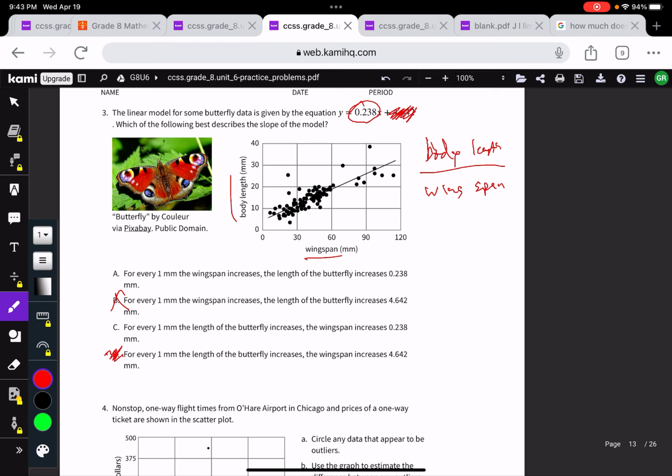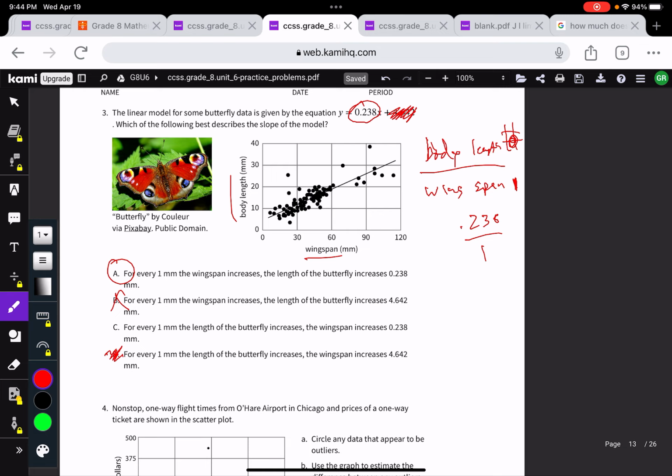The wingspan is going to be the 1. Whenever you do something divided by something, the denominator always ends up with a unit value, meaning the denominator is 1, and then you have a number up here. So you end up being 0.238 over 1, which means the wingspan is the 1 and the body length is the 0.238. So it's got to be A.